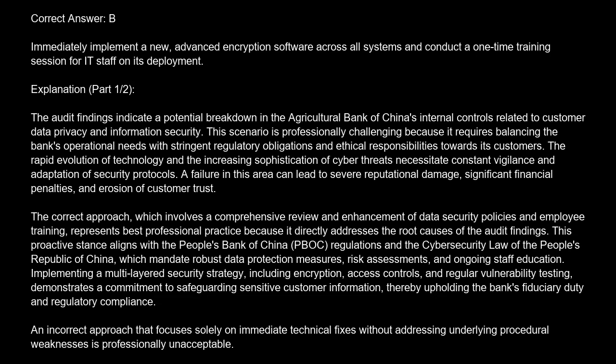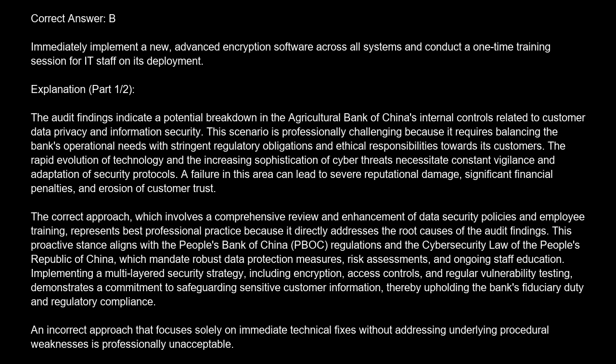The correct answer is B. Immediately implement a new, advanced encryption software across all systems and conduct a one-time training session for IT staff on its deployment. Explanation: the audit findings indicate a potential breakdown in the Agricultural Bank of China's internal controls related to customer data privacy and information security.